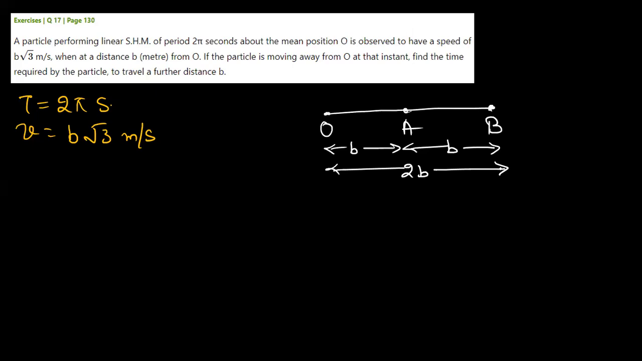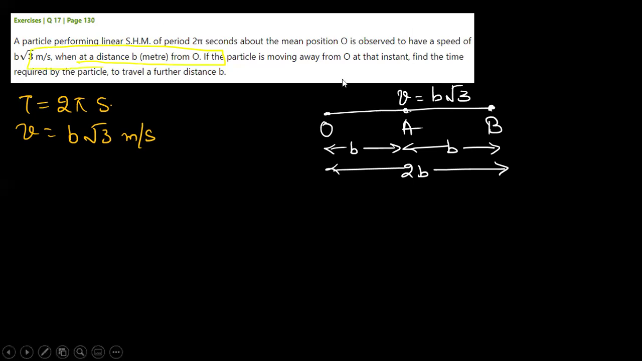Now I have taken these two distances. You will get to know if you read the further question. I'll read the entire question first. When at a distance b from O, the speed is b root 3. That means I have been given the speed at A is equal to b root 3, because point A is at b distance from O. The speed is b root 3 when it is at a distance of b meter from O.